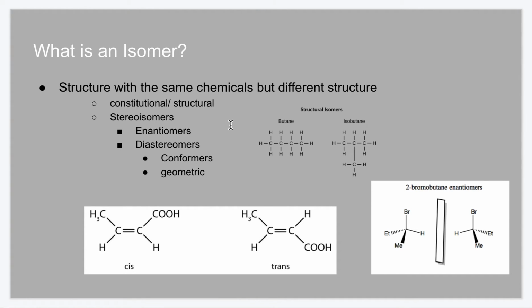So some of the ones that we saw are structural isomers or constitutional isomers, stereoisomers, enantiomers are these guys over here. And we're going to go over what exactly each of these terms mean. But these are just some examples of an isomer.